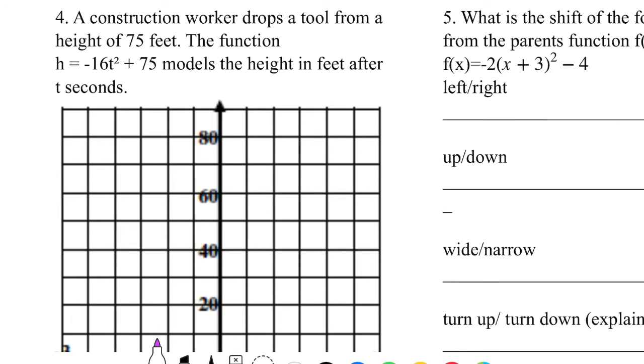First thing I always want to do is find my maximum. So I'm going to go to second trace. First thing you need to do always is find your min or your max. In this case, I have a max, so I'm going to hit enter. I'm going to set my left and my right bound. My maximum is at 1.375.